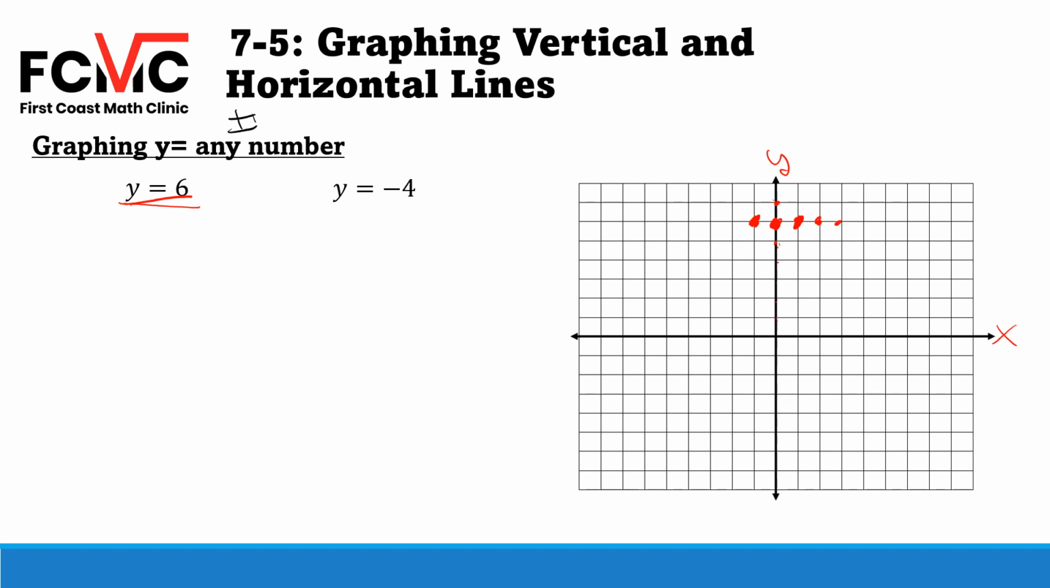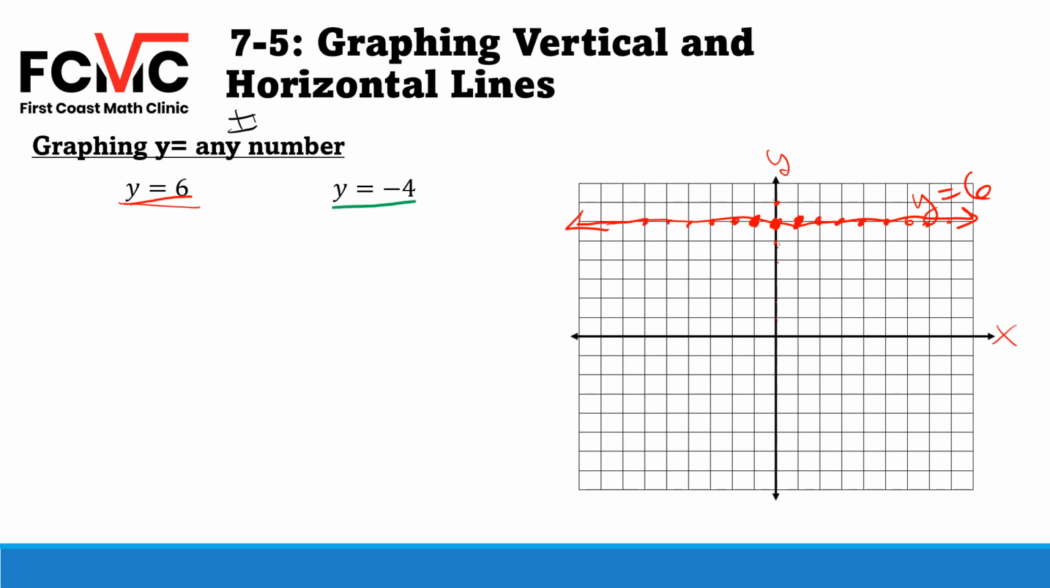I'll move to the right, I'll move to the left, and this is going to be my line, and we can assume that those points just continue. So this is going to be our graph for the line y equals 6. Now let's say we're graphing y equals -4.